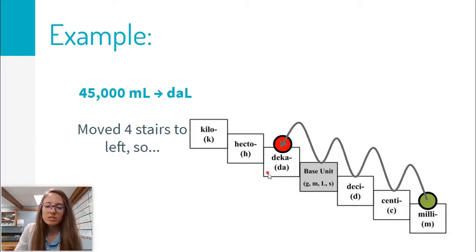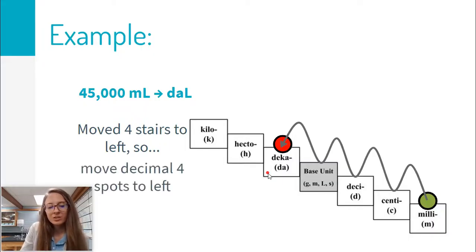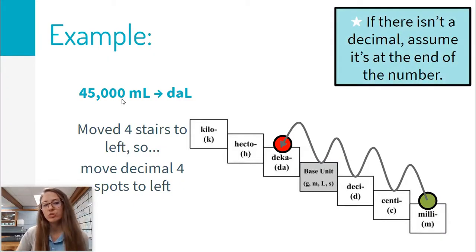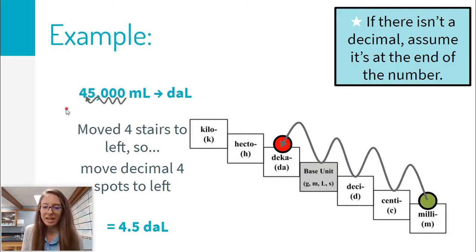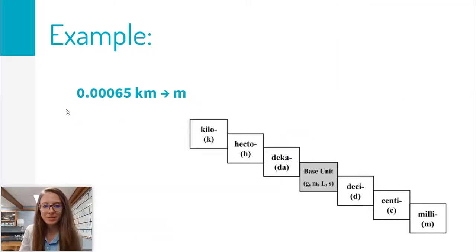Since we move 4 stairs to the left, that means that we are going to move the decimal 4 spots to the left. And you notice that 45,000 does not have a decimal. So just like in scientific notation, you are free to assume that it's at the end of the number. So we are going to move this decimal 4 spots to the left, 1, 2, 3, 4, to get a conversion of 4.5 decaliters. So let's try this again on another number.